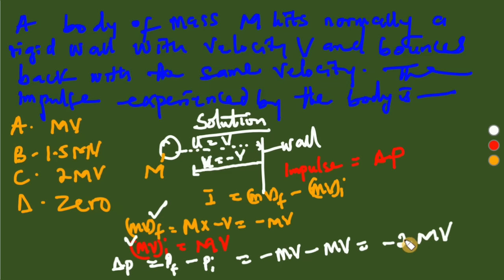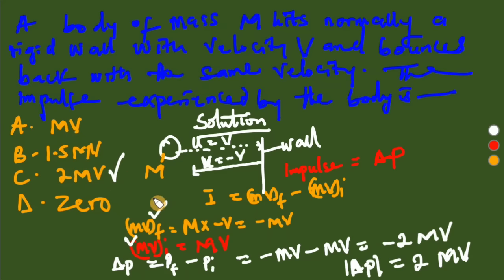Of course, you see that the direction of the final velocity is opposite to the direction of the initial momentum vector. That's why we're having negative here. So if we take the magnitude of the change in momentum, we now have that this is 2mv. So option C is the correct answer.